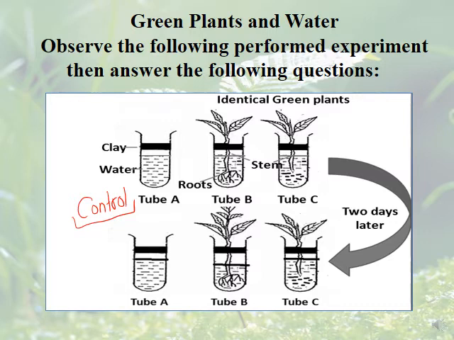We have in tube B the plant. They are identical in tubes B and C, as mentioned here in the figure. We have identical green plants, they are the same. Here we have the roots in tube B. So the plant contains roots, it has the stem and has roots. So the variable factor between B and C is the presence of the roots in tube B. So the level of water here decreases. While in the absence of roots in tube C, since we don't have roots, the level of water after 2 days remains the same. So no change in the level of water.